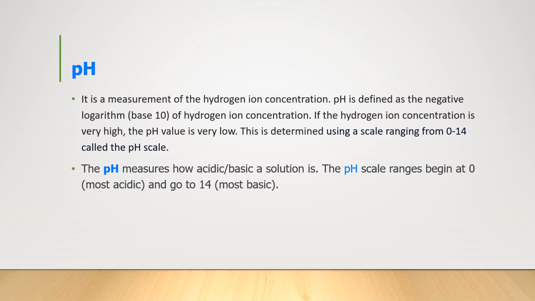The pH value is given as a scale ranging from 0 to 14. The pH scale is also known as Sorensen's pH scale. The scale is defined such that 0 to 7 gives an acidic solution, and above 7 it gives a basic or alkaline solution. 7 is the neutral pH of the solution.